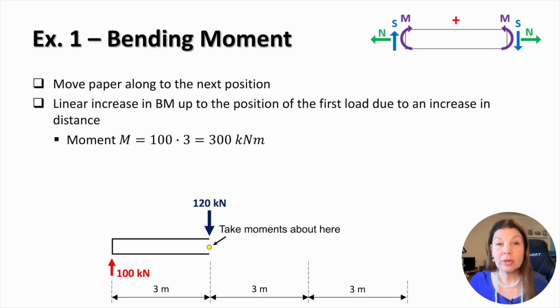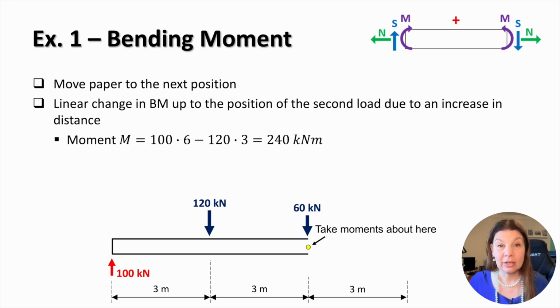At this location, the only force contributing to the bending moment is the reaction at A, which we previously determined as 100 kilonewtons. The bending moment is calculated using moment equals force times distance. So here we have 100 kilonewtons multiplied by 3, which gives us a bending moment of 300 kilonewton meters. Because the reaction at A causes the beam to sag, the moment is positive according to our sign convention. So, at the position of the first load, the bending moment is plus 300 kilonewton meters. This value will form one of the key points in the bending moment diagram.